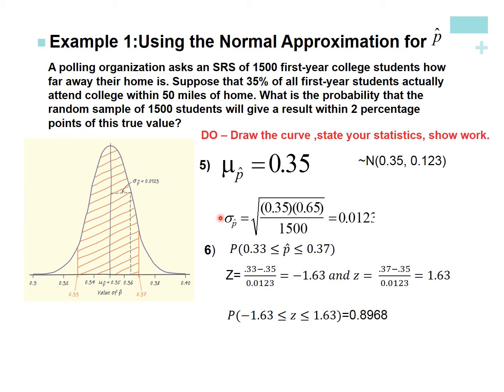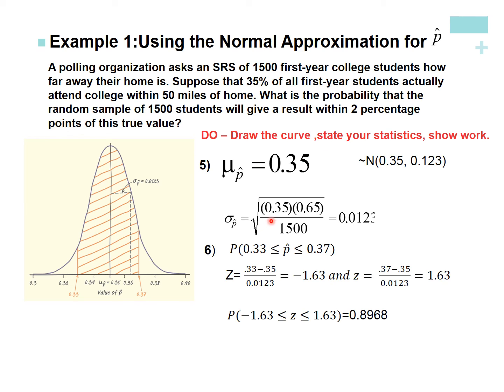What is the standard deviation of this specific curve? The standard deviation of this specific curve, or the standard deviation of the p hat, is the square root of 0.35, which is our successes, times 0.65, which is our failures, divided by our sample size, which is 1,500. You must show this work plugged into this formula, which gives me 0.0123. Now notice this right here. This is telling me I have an approximately normal curve with a mean of 0.35 and a standard deviation of 0.0123, okay?